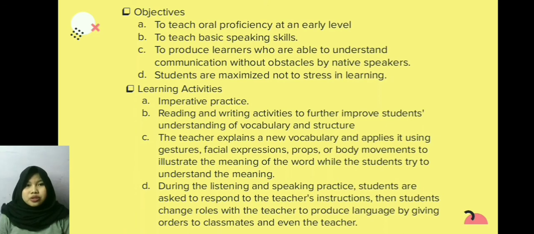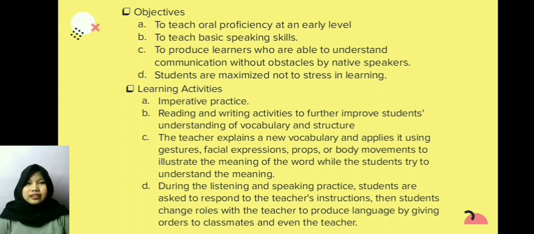The general purpose of the total physical response method is to teach oral proficiency at an early level. Afterward, the main purpose in this method is to teach basic speaking skills. Basically, the total physical response course aims to produce learners who are able to understand communication without obstacles by native speakers. Another goal in implementing this learning method is that students are maximally free from stress in learning.